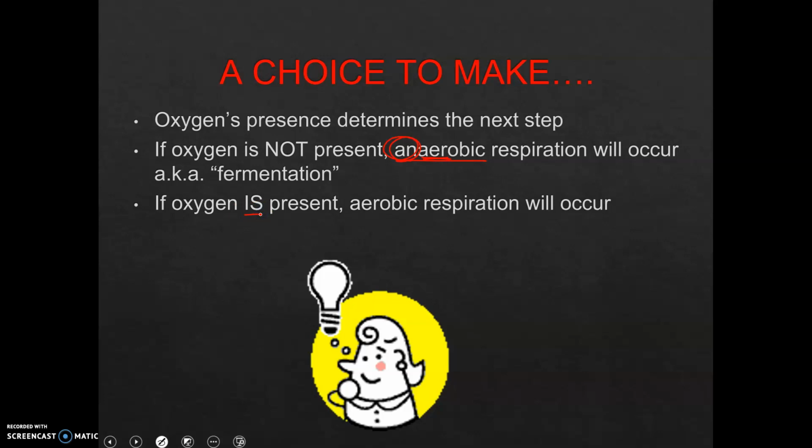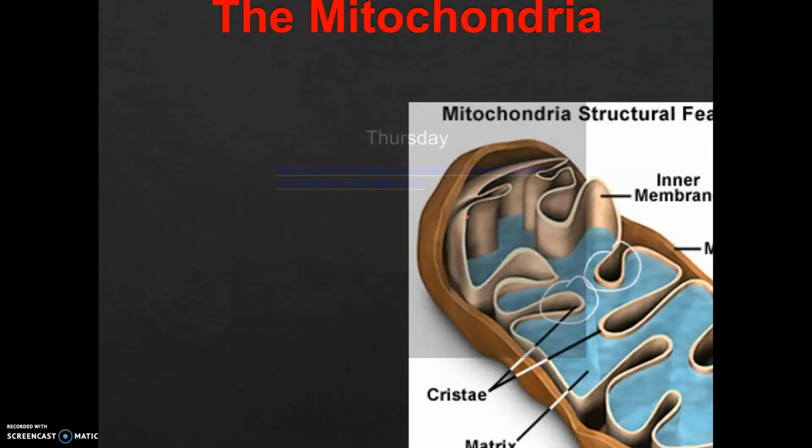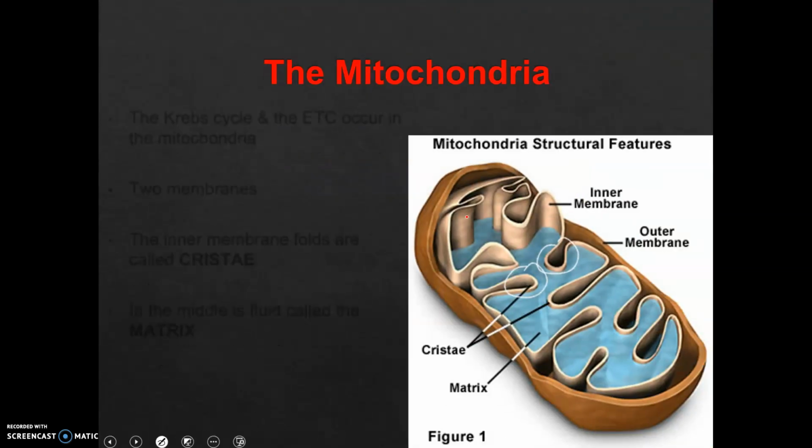So if oxygen is present, we're going to continue with our cell respiration. It's going to be called aerobic because it's going to use oxygen. Think about it using air, even though that's not the translation. All right, so our first step here is that the pyruvate from the glycolysis is going to enter the mitochondria. So this is a mitochondrion.